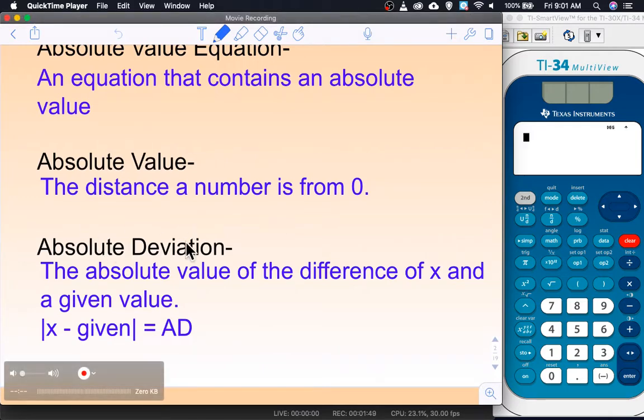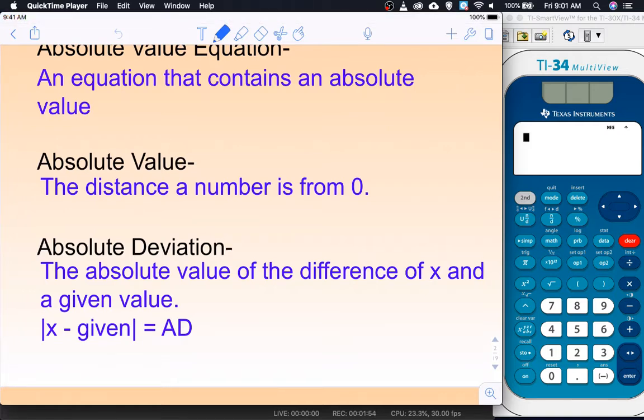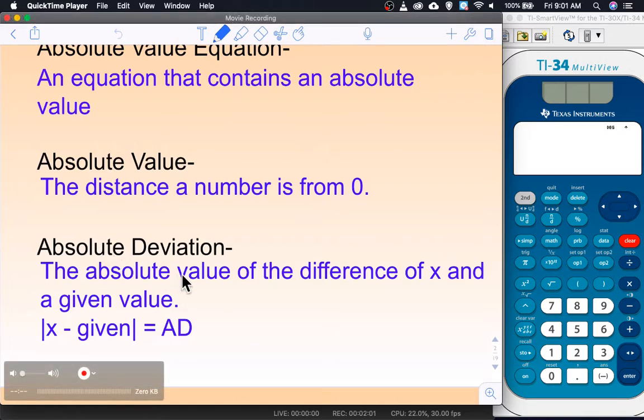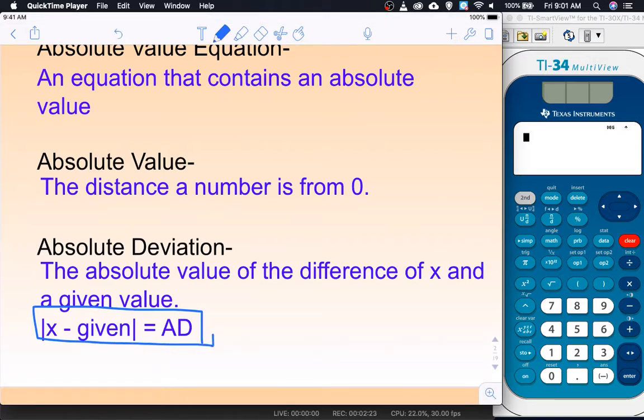And then this absolute deviation thing, this is kind of a specific example of a way the absolute value could be used in a problem or in real life, and we're going to get to this down in the applications. But the absolute value of the difference of x and a given value, so basically we'll be given a number and an absolute deviation, and we're just going to plug these two numbers into this exact formula right here, and then do the math, and we'll get ourselves an answer. Okay, so basically this is a formula. You do not have to remember that formula. It will be given to you, but you'll be using it so much that you'll probably remember it.